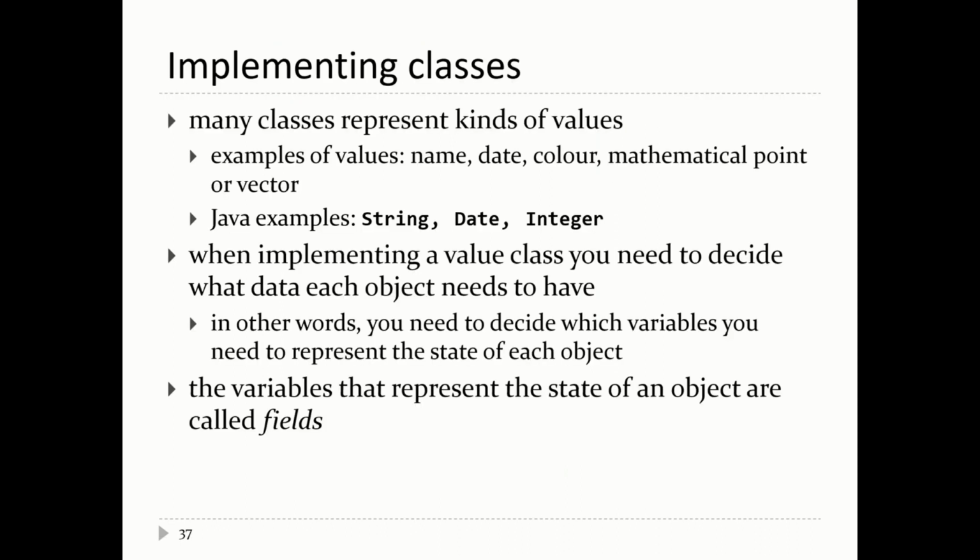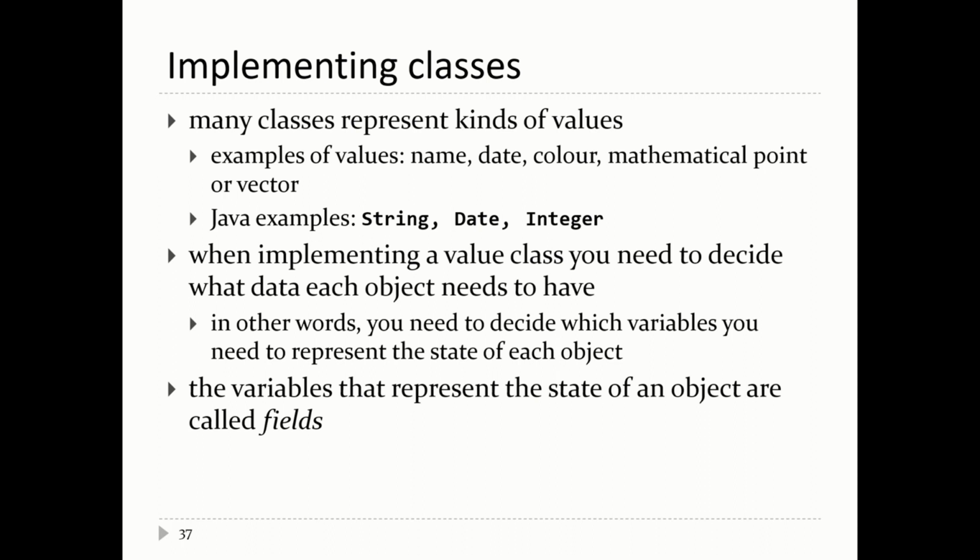So when you go to implement a class, most of the classes that we implement in this course are what are called value classes. A value class represents a value of some kind, like a name, or a date, or a color, or a point, or a vector, matrix, and so on and so forth. In the standard library, String is a value type class. Integer, value type class. Date represents times, so that's also a value type class.